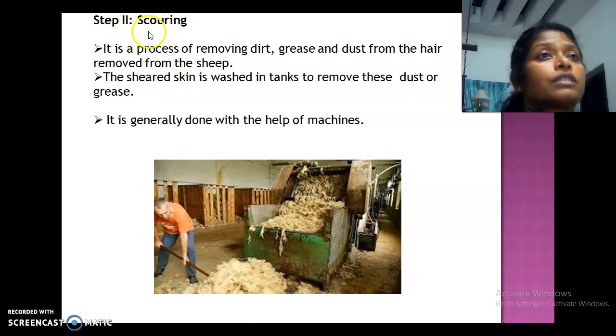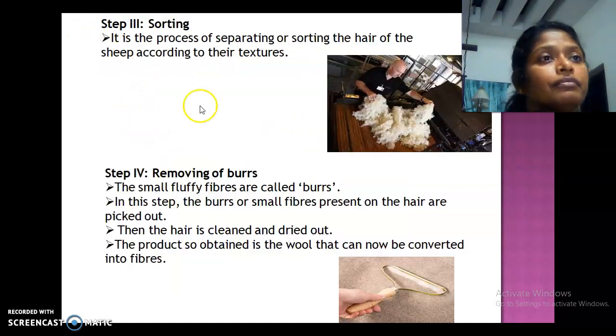The second step involved in the process is scouring. Scouring, the pronunciation is scouring. Whatever hair or wool you have removed might contain dirt, dust particles, or grease. So these have to be washed and removed. As we take a bath and remove the dirt from our body, in the same manner the dirt, grease and dust present on the hair of these sheep are washed in tanks to remove the dust particles. Usually if there is a large quantity, all this process is performed with the help of machines.